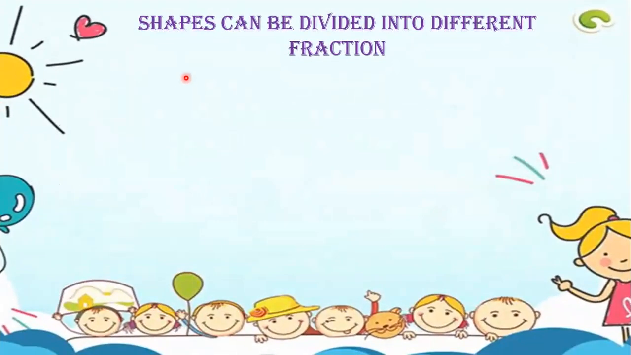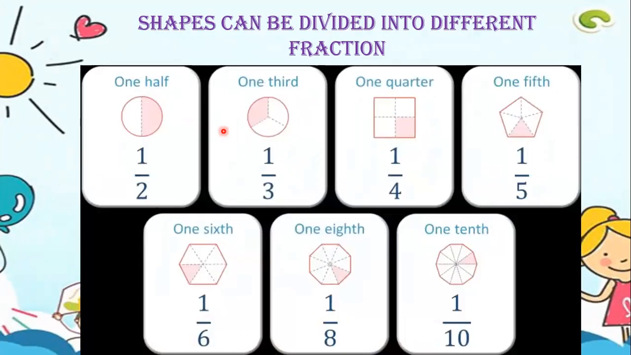Now we can divide the shape into different parts. Here you can see we have divided the whole into two equal parts, out of which one part is shaded. So we say one half. One part is shaded out of two equal parts. That's why we have written one half.